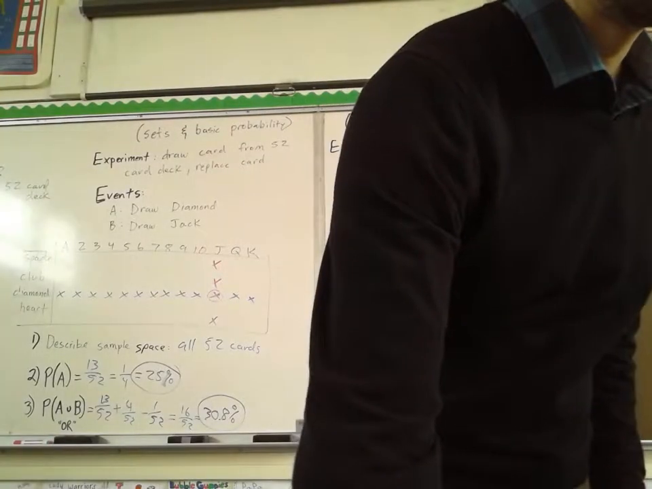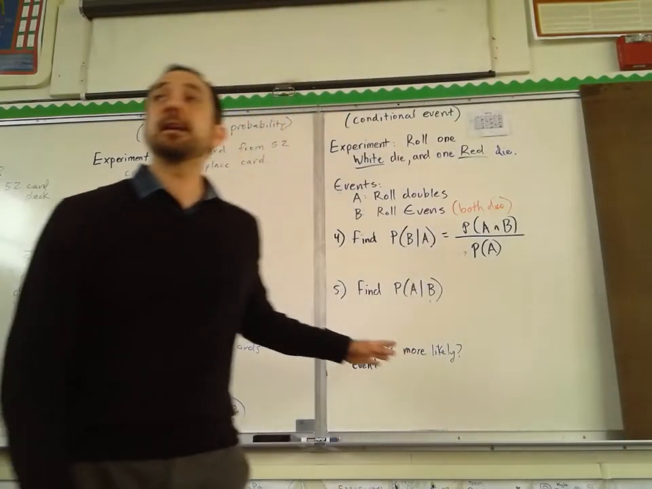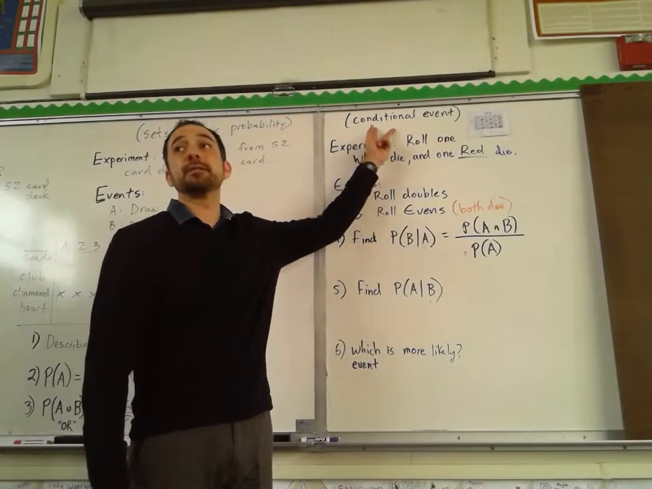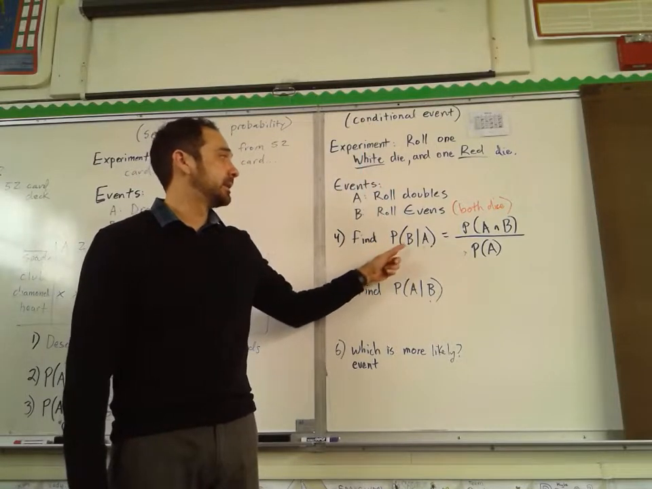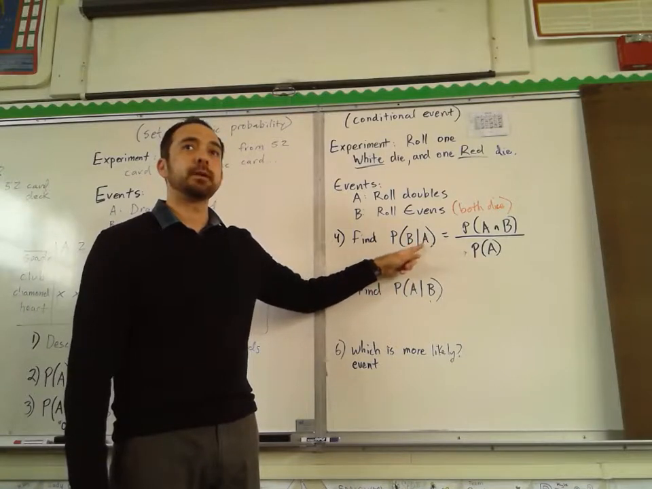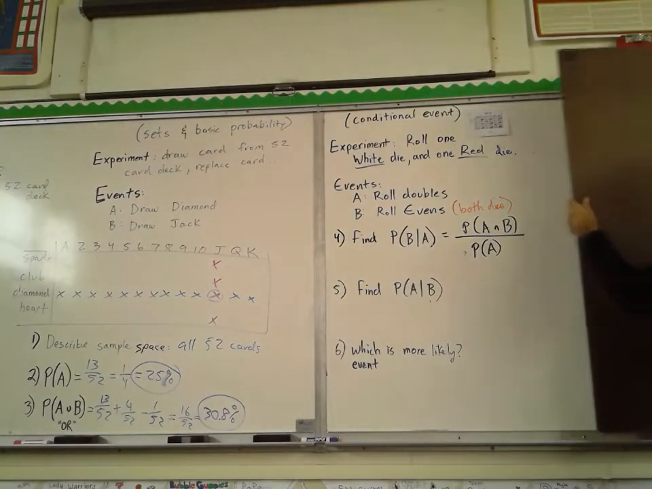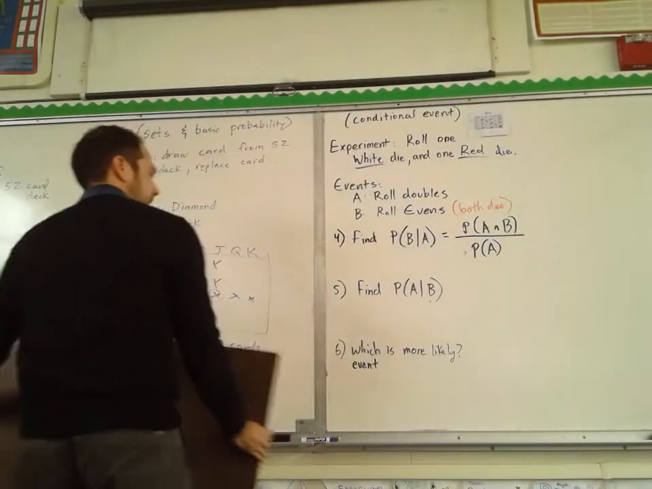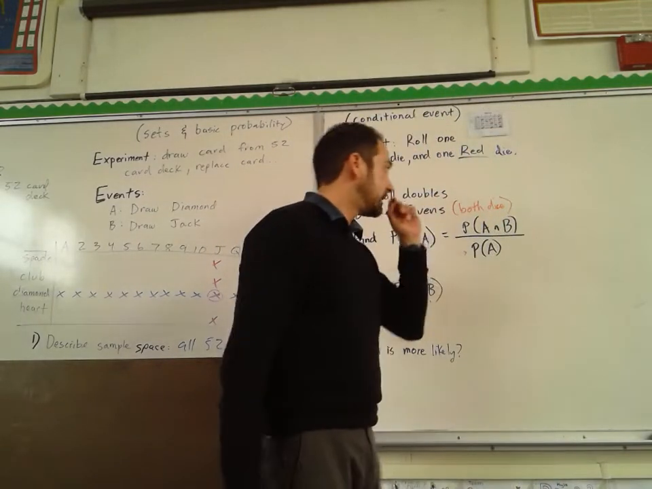Here we go. So for this next segment, we're looking at conditional events. Again, that is an event where it's the probability of B given that A has already happened. For that, we're going to use our conditional event formula, which I put here just for you.